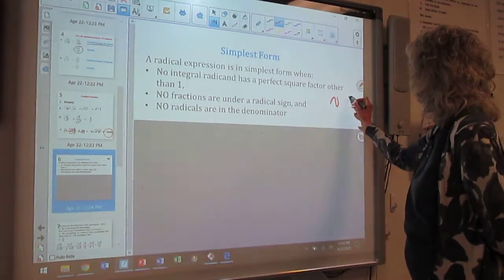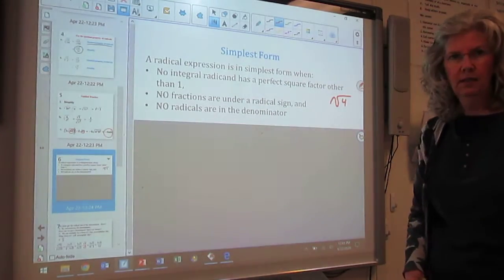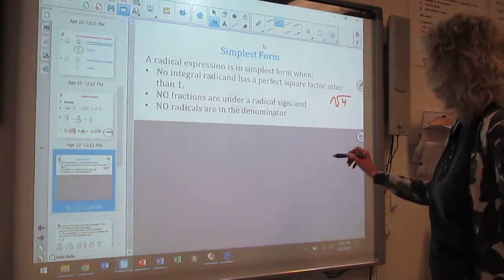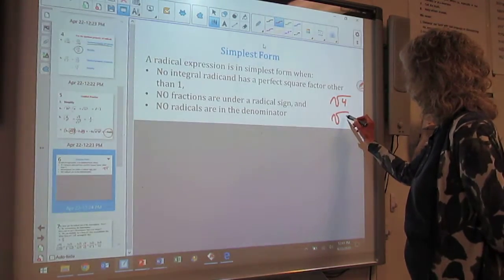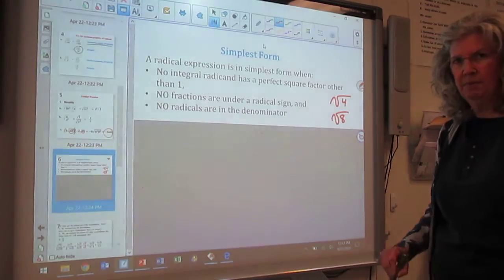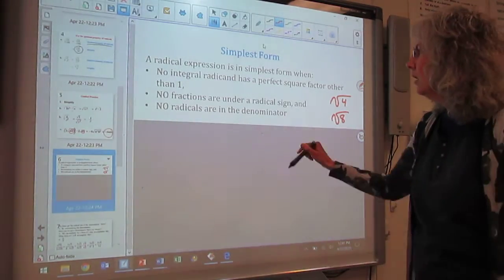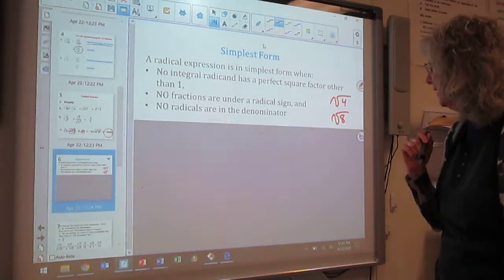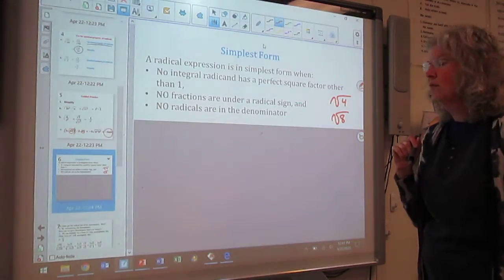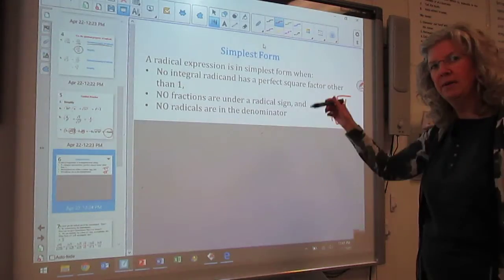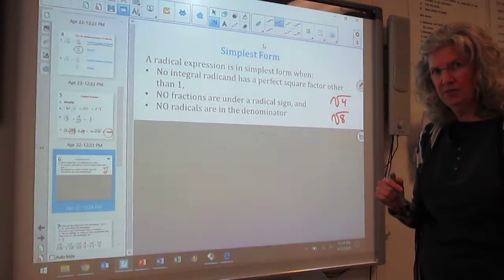So the square root of 4, obviously, is not in simplest form. The square root of 8 is not in simplest form because it has a factor that's a perfect square, 4. No fractions are under the radical sign, and no radicals are in the denominator. You must meet all those requirements to be in simplest form.